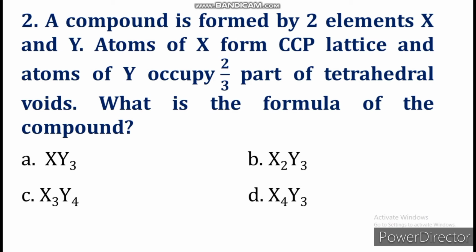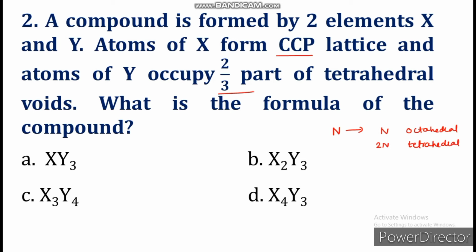Now let's see the second question. A compound is formed by two elements x and y. Atoms of x form CCP lattice and atoms of y occupy 2/3 of tetrahedral voids. What's the formula of the compound? Now see here, if there are n number of atoms, then there are n number of octahedral voids and 2n number of tetrahedral voids.